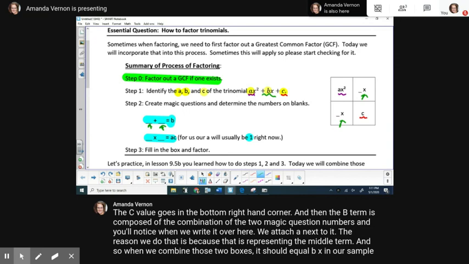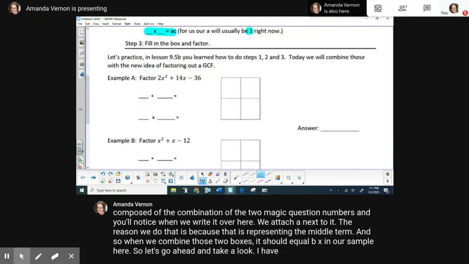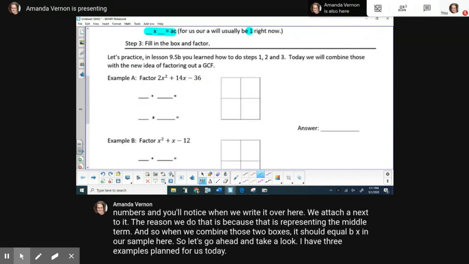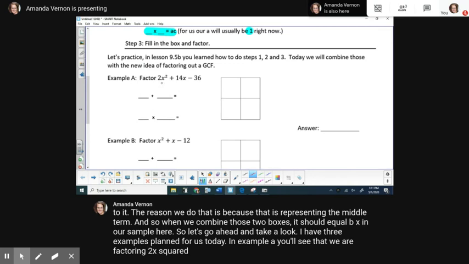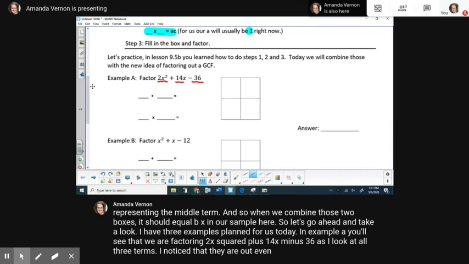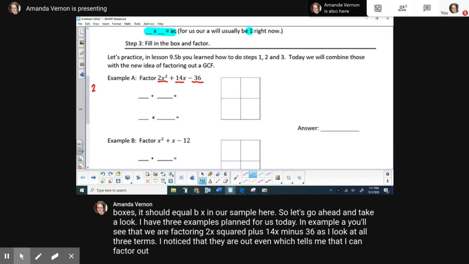So let's go ahead and take a look. I have 3 examples planned for us today. In example A, you'll see that we are factoring 2x squared plus 14x minus 36. As I look at all 3 terms, I notice that they are all even, which tells me that I can factor out a 2. If I factor out a 2, I'm left with x squared plus 7x minus 18.